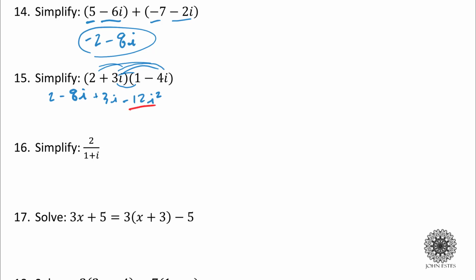At this point, I have to figure out, wait a minute, negative 12i squared is the same as saying negative 12, and i squared we already said was negative 1. So that ends up being positive 12. Okay, so I end up with 2 minus 8i plus 3i plus 12. So when I add those together, I have 2 plus 12 is 14, and then negative 8i plus 3i is minus 5i, and there it is.